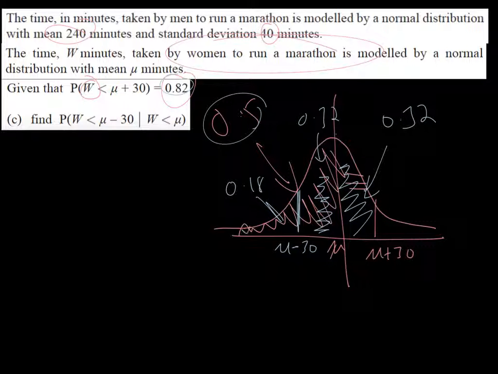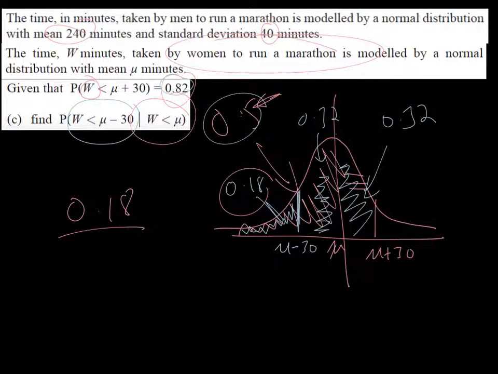So this represents the probability that the women's time is less than u minus 30, which is what we've got here. However, we want the probability that women's time is less than u minus 30 given that the women's time is less than the mean. So we've just set up here actually that the women's time is less than the mean. Well, that's going to be 0.5. So our final answer is going to be this value here, 0.18, divided by all of the outcomes where w is less than the mean, which we know is going to be 0.5. And if we do that, we get an answer of 0.36.